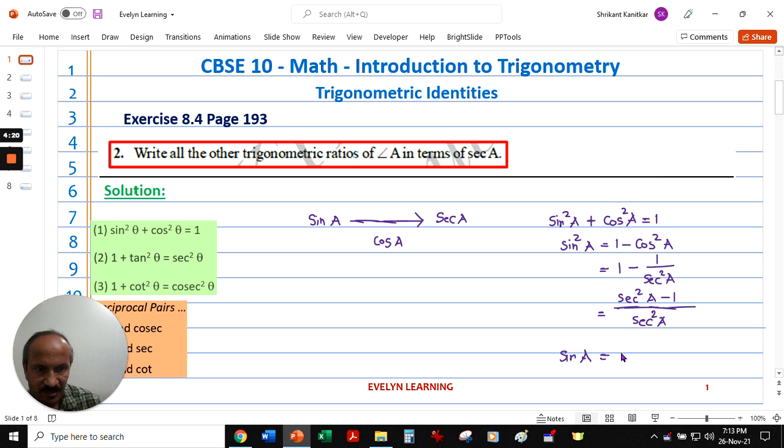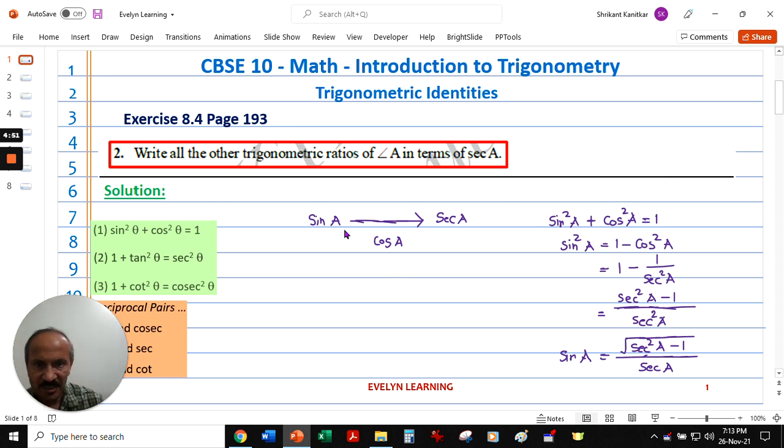And therefore my expression for sin A, taking square root on both sides. First I'll take square root of the numerator, so that will be square root of secant square A minus 1 divided by the square root of the denominator, which is going to be just secant A. So here is my answer for sin A in terms of secant A. Observe that in this answer the only trigonometric ratio is secant A. There is no other trigonometric ratio.